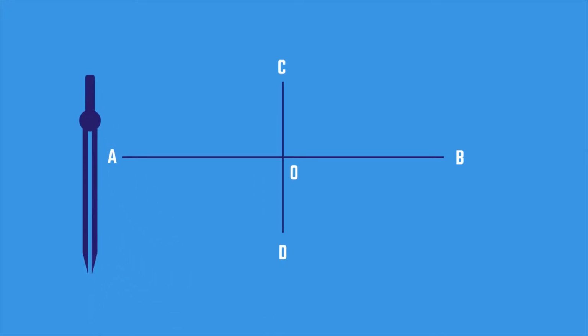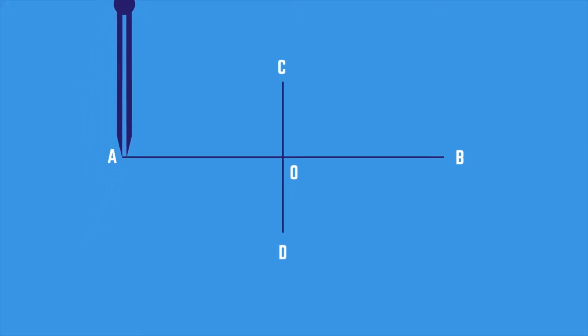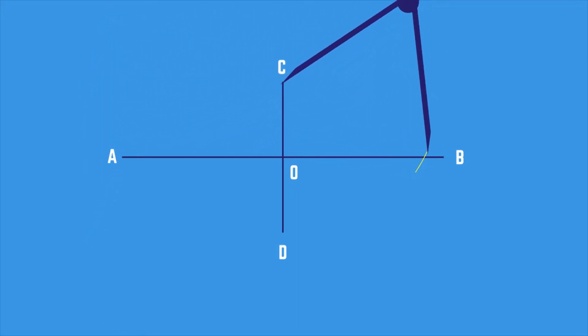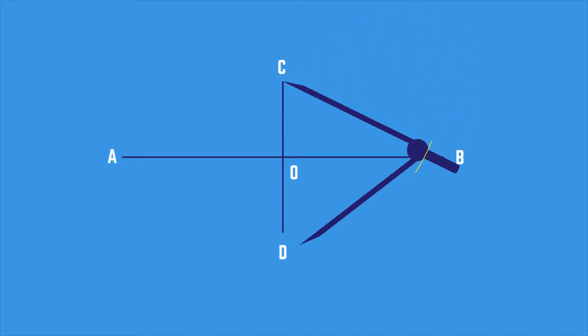Take the compass, and set its size to the length of AO. Now take the center as C, and draw an arc at OB and AO. These are the focal points, and name them F1 and F2.